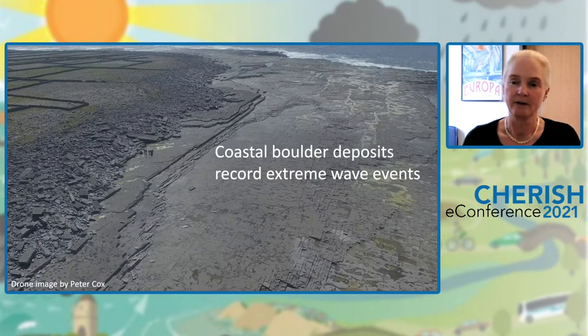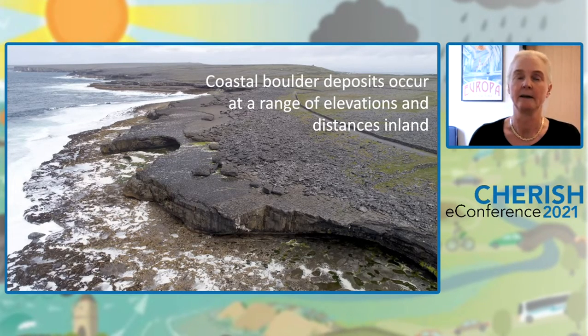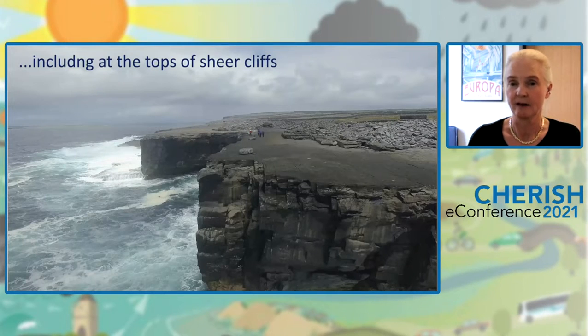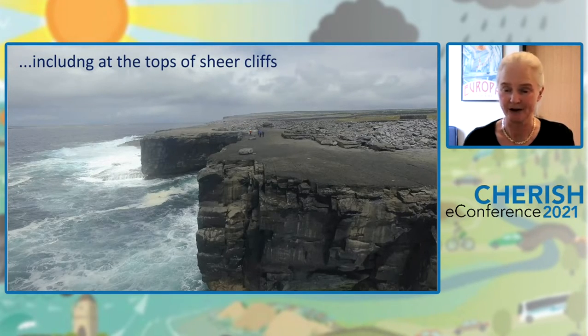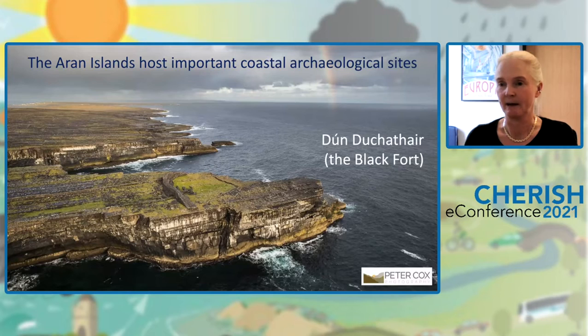So these kinds of deposits record extreme wave events anywhere that they occur, and they occur in lots of different kinds of places. This is back on Inishmore, and at some intermediate elevations. These cliffs are about 11 or 12 meters high, but there are also sheer cliffs, as here on Inishmaan, where these things occur. And it is these cliff top sites that are of particular importance for the coastal heritage sites on Inishmaan. There are two main cliff top sites of importance, Dún Aengus, of course, and also Dún Dúchathair, the Black Fort, which is where we'll be focusing most of the attention in this talk.